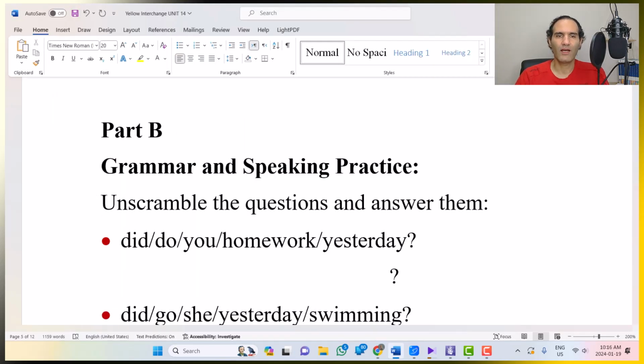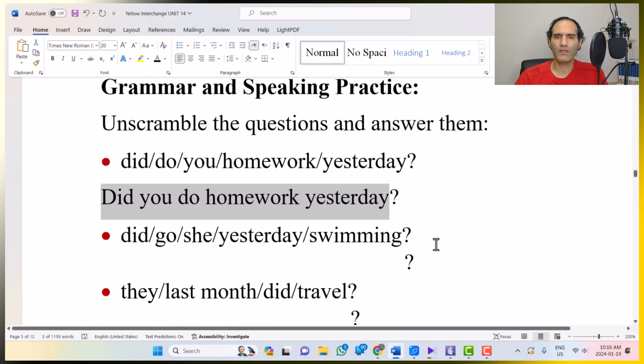Part B, grammar and speaking practice. So unscramble the questions and answer them. It says, did do you homework yesterday? So surely did comes in the beginning, and after that a subject. Did you verb do homework yesterday, right? Agree? Let's unravel it. Did you do homework yesterday?